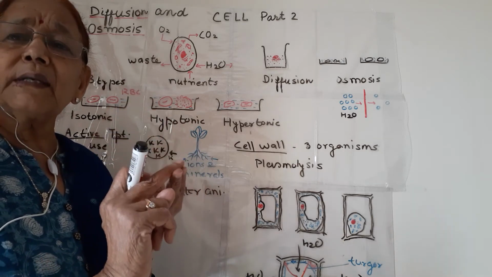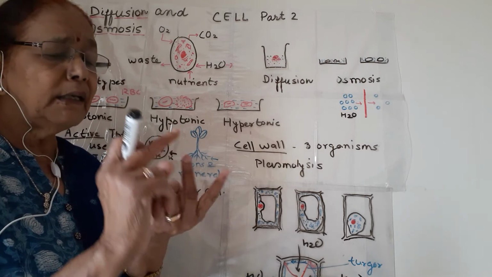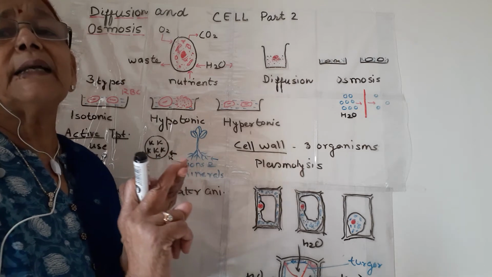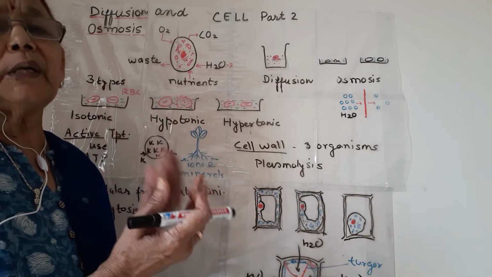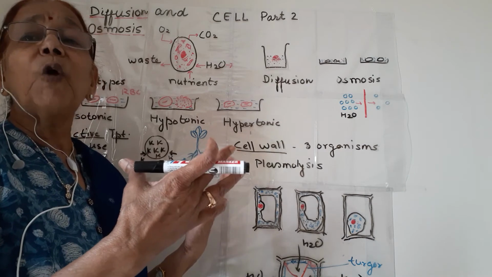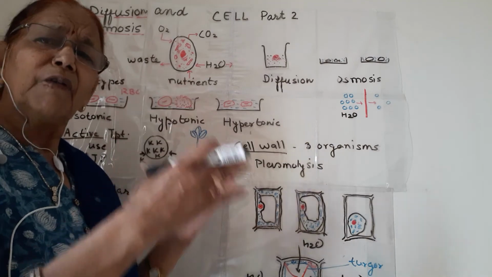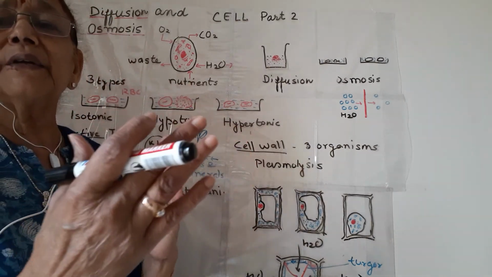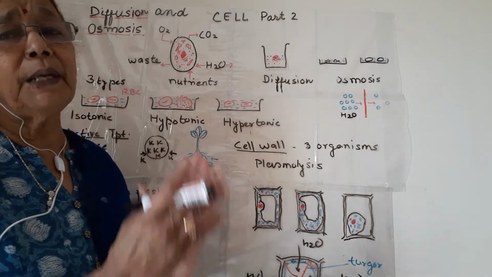So osmosis is a type of diffusion where a selectively permeable membrane is needed. Second, liquid medium is needed. And third, it is a special type of diffusion. So the definition of osmosis will be: movement of water, mostly water, solvent, water particles from the region of their higher concentration to the region of their lower concentration through a semi-permeable or selectively permeable membrane.